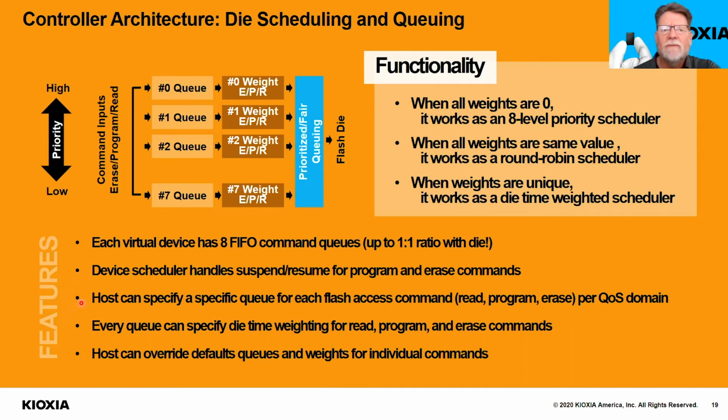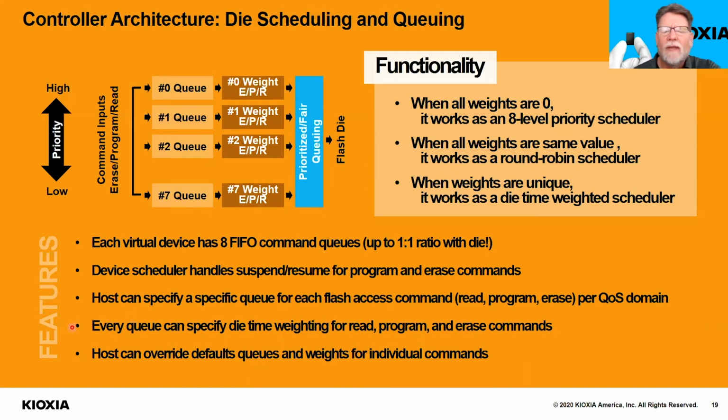The host can specify a specific queue for each flash access command on a per QoS domain basis. So one QoS domain might submit its reads to Q0 and its writes to Q1 and its copy commands down to Q7. And another QoS domain, for priority reasons, might want to have its reads go into Q2, its write operations or program operations go into Q1, and its copy operations go into Q7.